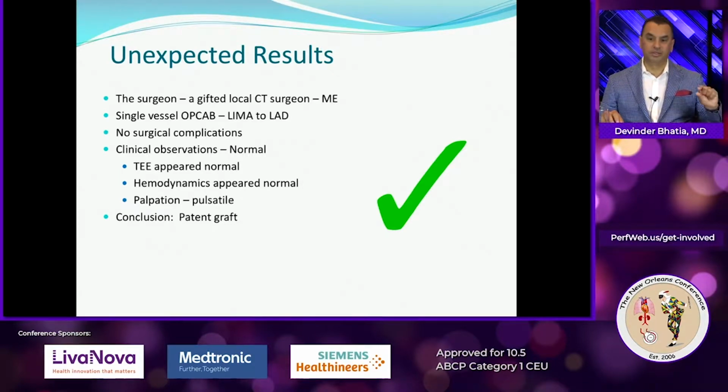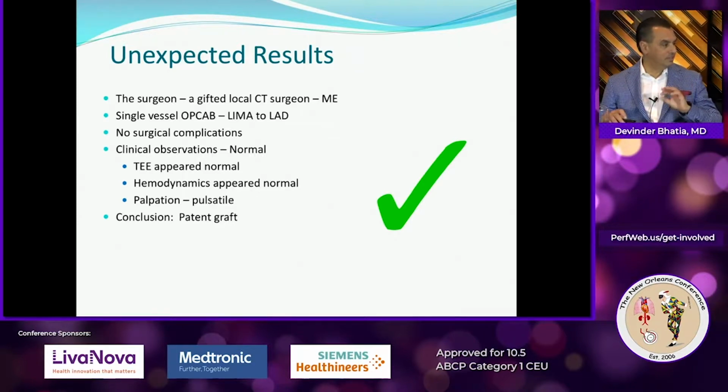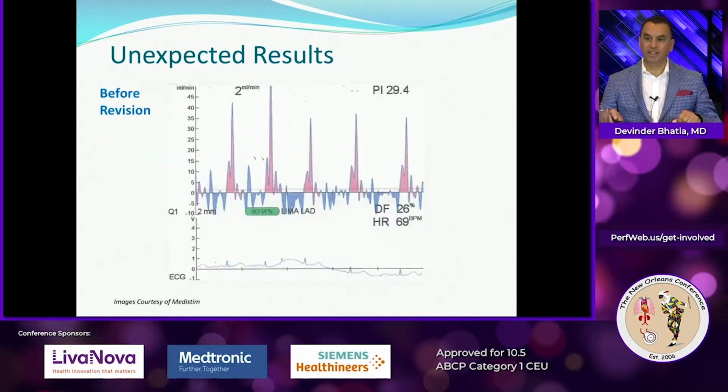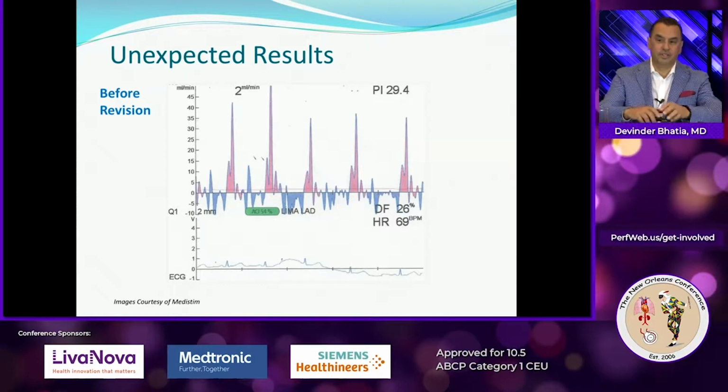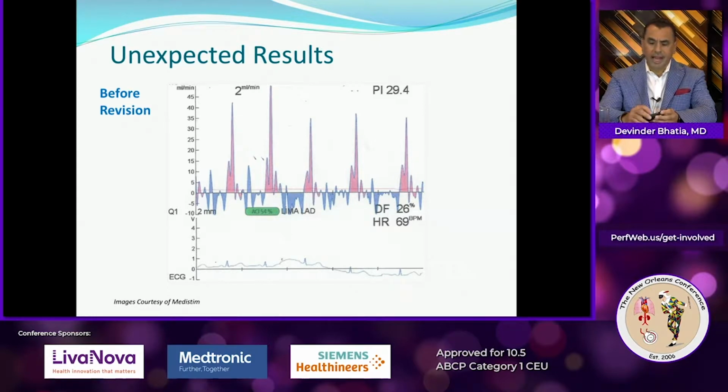Palpable pulsatile flow in the mammary. And the conclusion clinically without the flow measurement was that the graft was patent. Literally, the patient had no sequelae at all, didn't turn a hair at all. This is the flow that we measured in the anastomosis, in the flow of the mammary to LAD. You can see basically that the flow is 2, the index is almost 30, and the diastolic filling is 26%. That's not spasm.